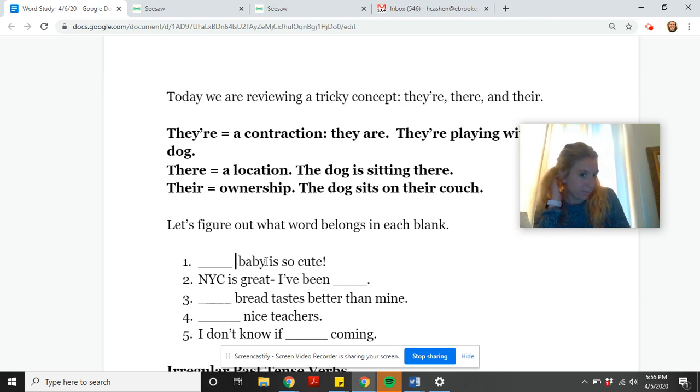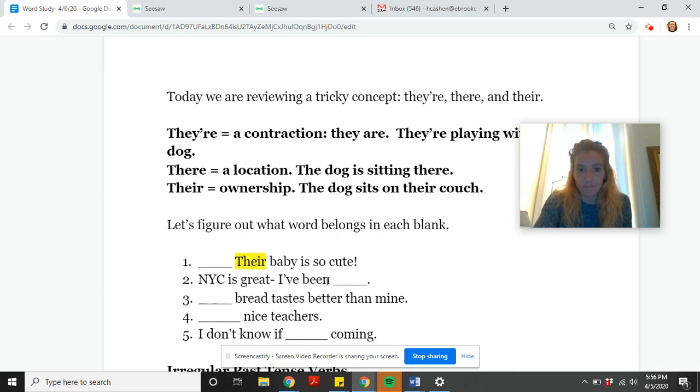Now let's think about it. Could it be they are there? They are baby is so cute? That doesn't make sense. Could it be a location? Their baby, like over there? Mm-mm. Could it show ownership? Yes, it could. Whose baby? Their baby. And remember, if it can answer the question whose, it must mean their because that shows ownership.